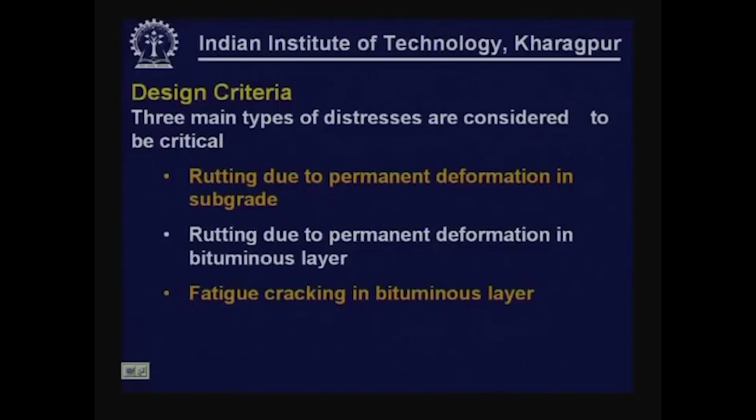The design criteria considered in IRC 37 2001 are basically three criteria that have been considered to be important. The first is rutting failure due to the permanent deformation that occurs in the subgrade, that is the bottommost layer of the foundation. So, the subgrade can undergo permanent deformation that can result in the form of rutting, which can be seen on the surface.